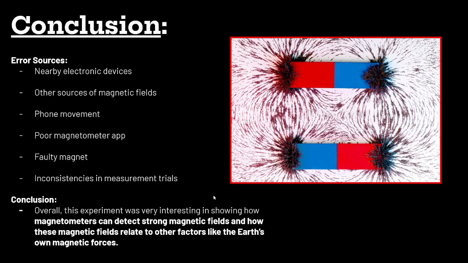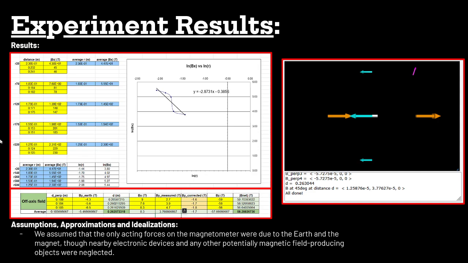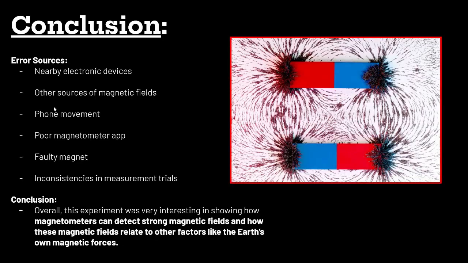To conclude, some big error sources could be nearby electronic devices, other sources of magnetic fields, the movement of the phone, a poor magnetometer app, a faulty magnet ring, and inconsistencies in measured trials, because you had to measure each value multiple times and get an average. As you can see right here, there are multiple trials. And then overall, this experiment was very interesting in showing how magnetometers can detect strong magnetic fields and how these magnetic fields relate to other factors like the Earth's own magnetic forces.